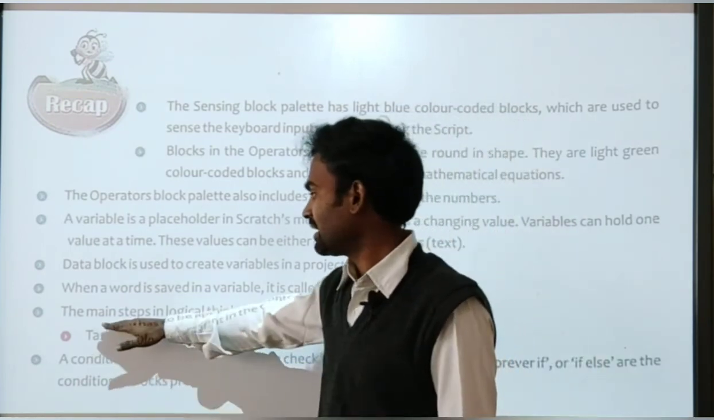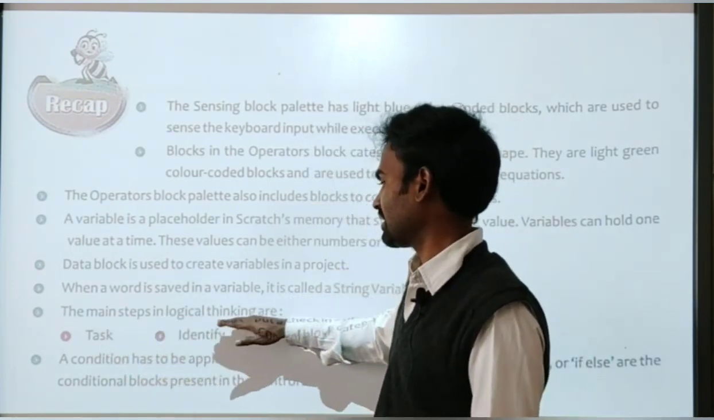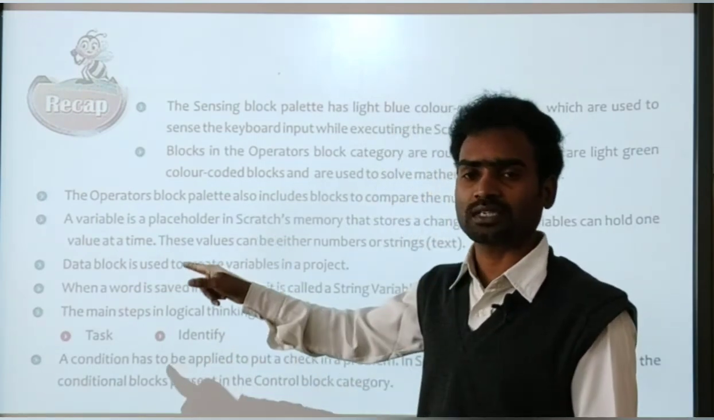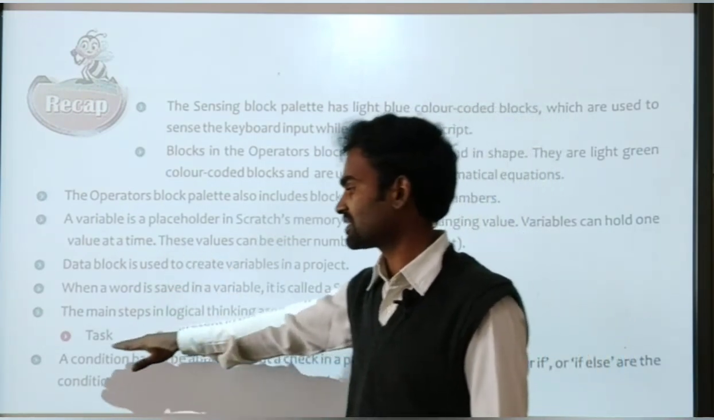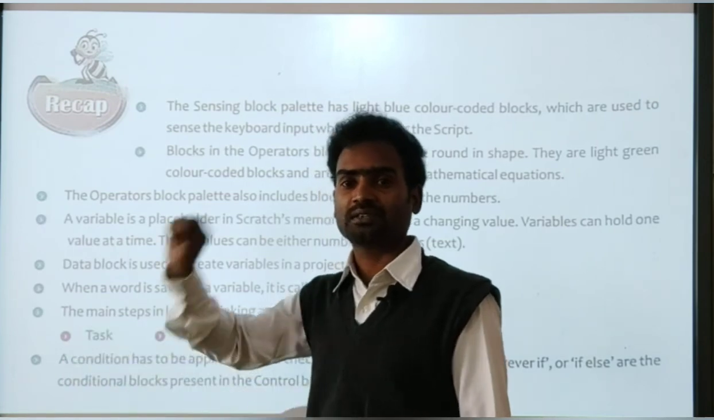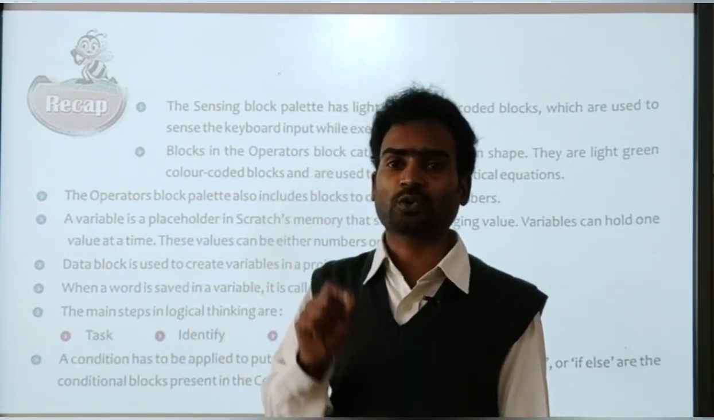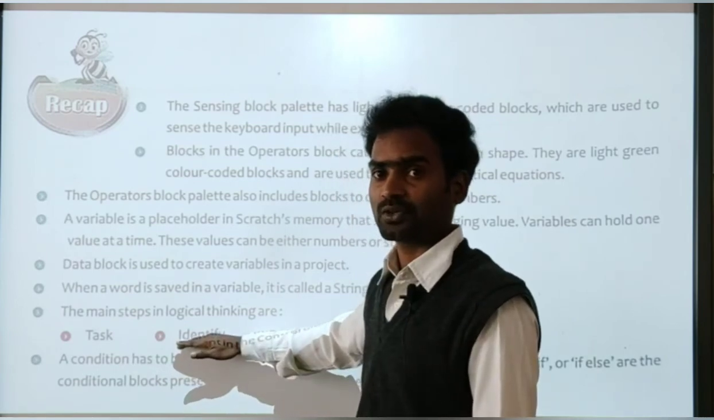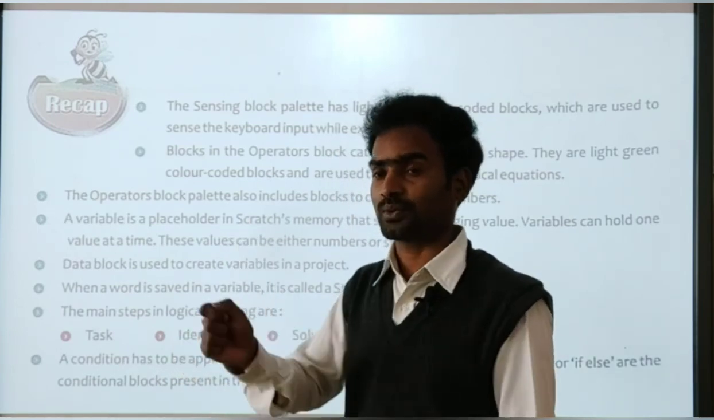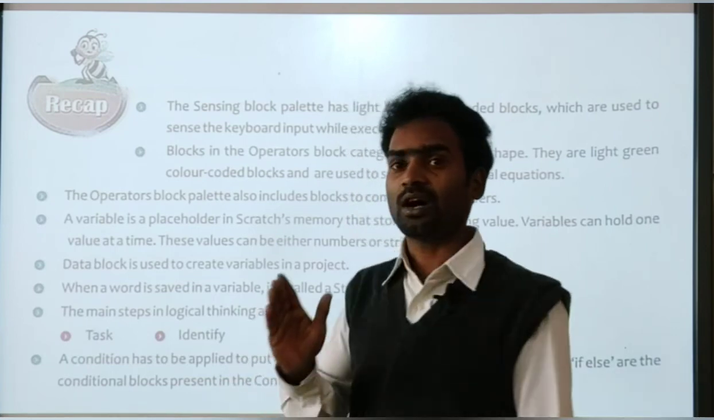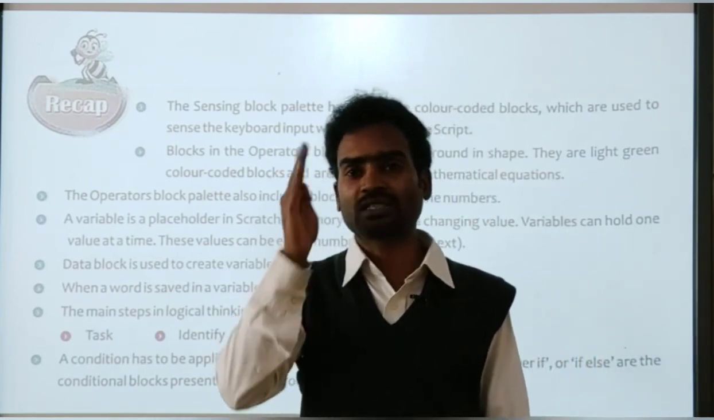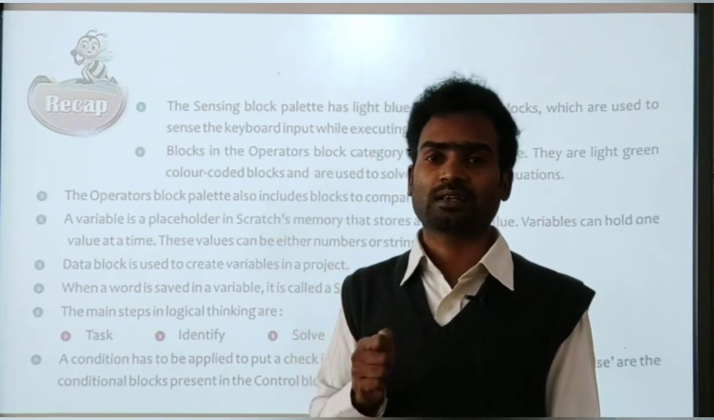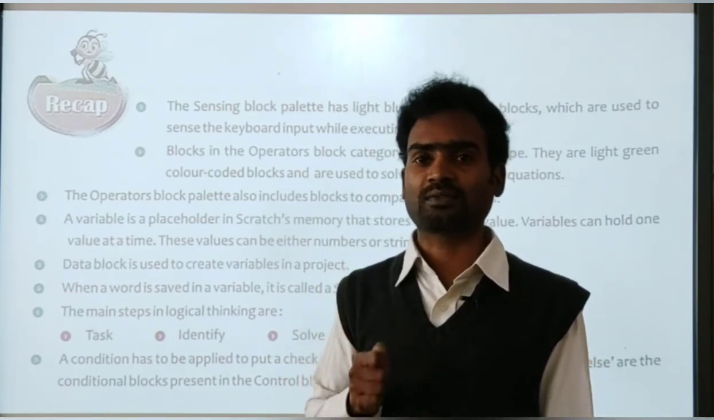And the main steps in logical thinking are task, identify, solve, which we have seen in the previous slide. First we have to see what the task is. We have to identify by seeing the question first, and then identify what the problem is, what things are happening. And then solve. We have to use logical thinking and reasoning so that we will get an exact result.